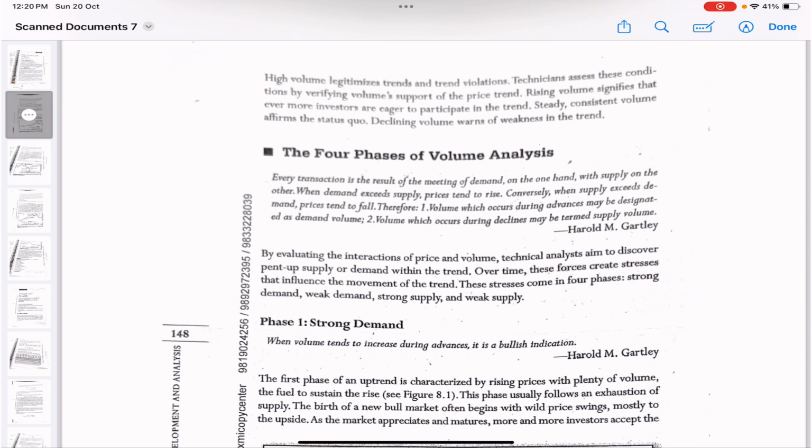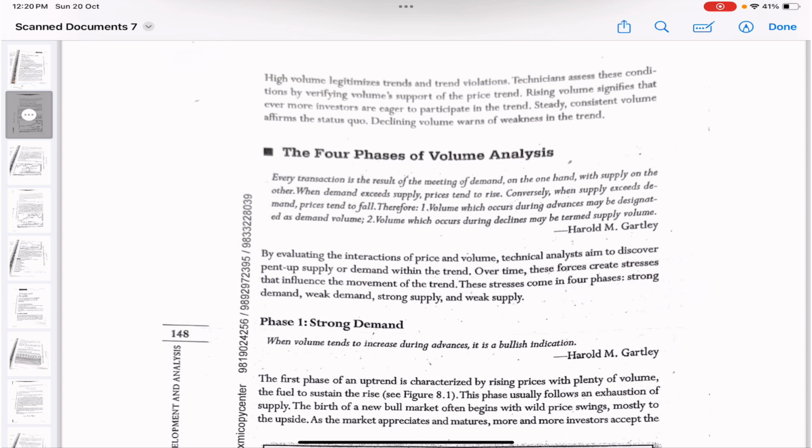Okay. The four phases of volume analysis. Every transaction is the result of meeting of demand on the one hand with supply on the other hand. Everything in this market is just about supply and demand. Whenever demand is more than supply, if there is excess of demand and the supply is less, then the prices increase. When the sellers are more and the demand is less, then what happens? More people are selling, there's more selling pressure, so the prices fall. Simple. So when you're talking about demand, you need to correlate it with the term buyers, and when you're talking about supply, you need to correlate it with the term sellers.